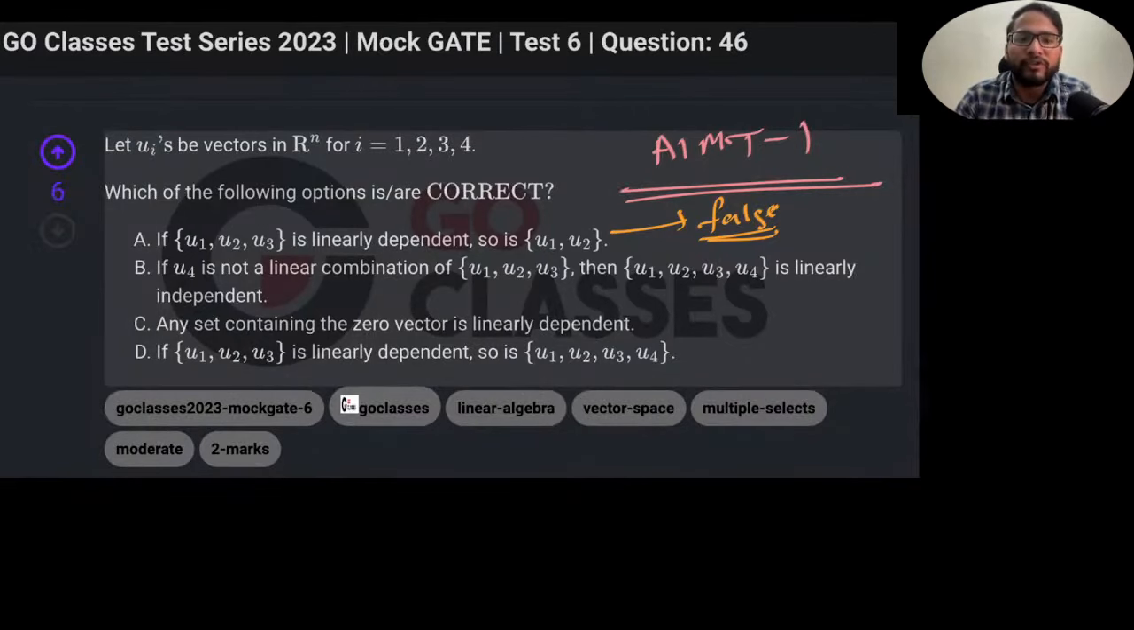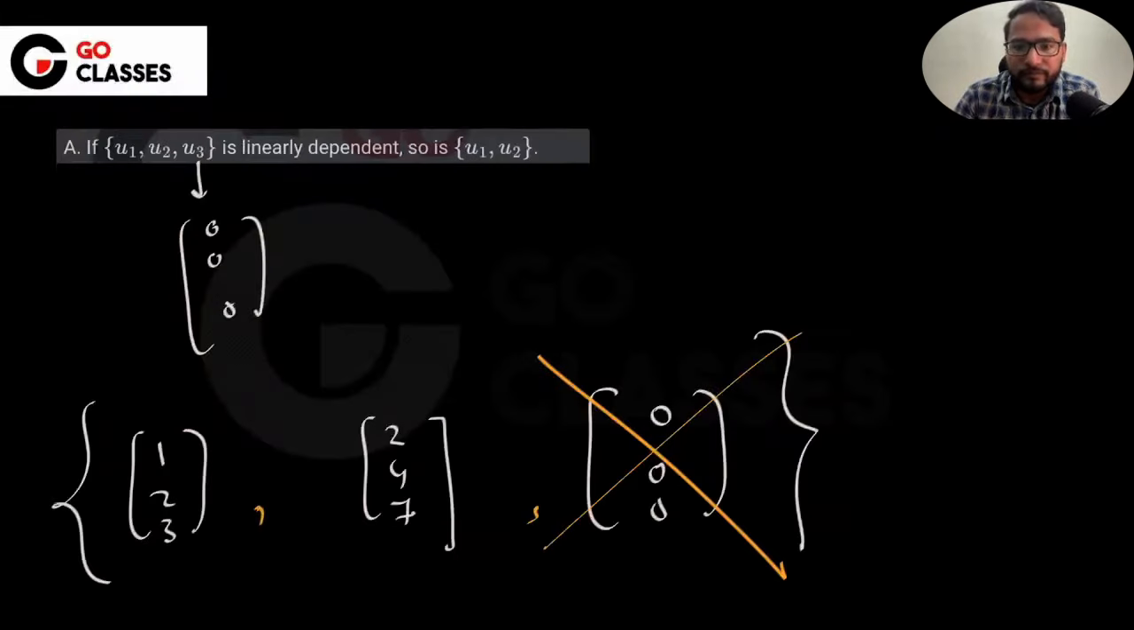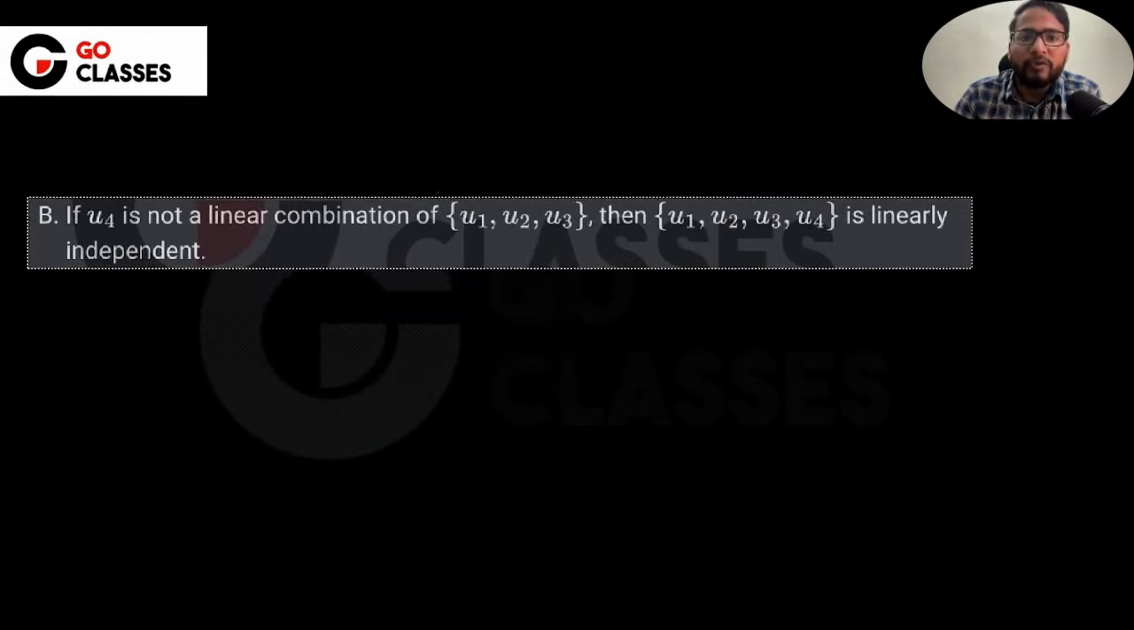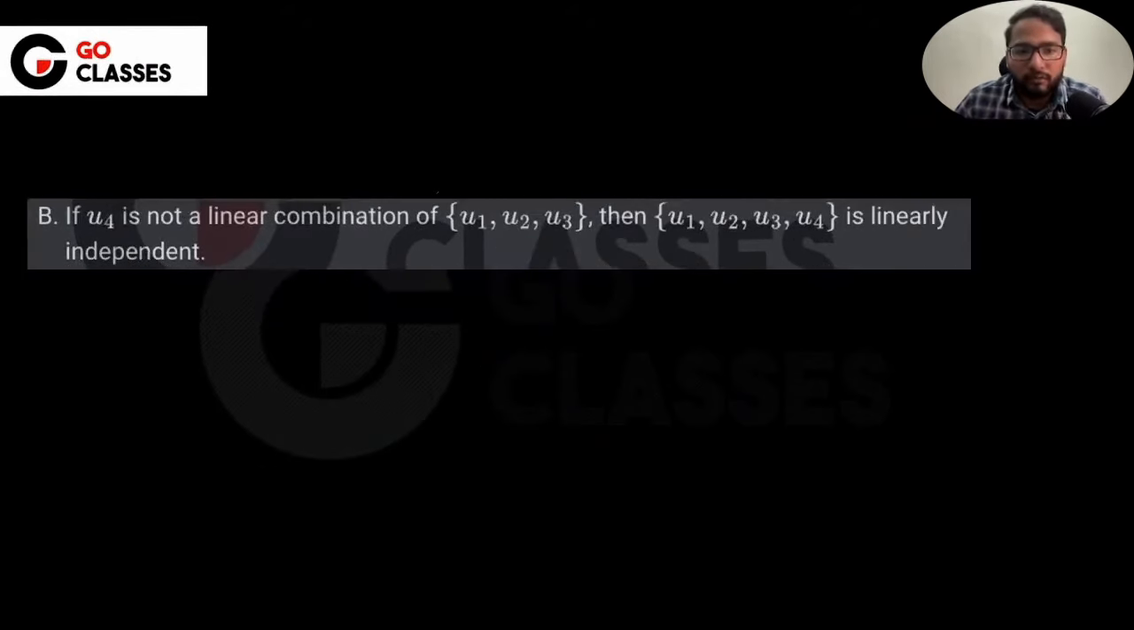Now let's go to the next option, which says: if U4 is not a linear combination of U1, U2, U3, then U1, U2, U3, U4 is linearly dependent. Let's see this. What they're saying is that if you cannot represent U4 as a linear combination of U1, U2, U3, then certainly U1, U2, U3 is linearly independent. Is this true?